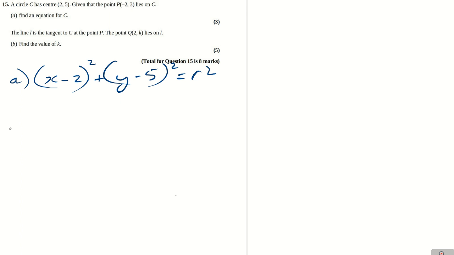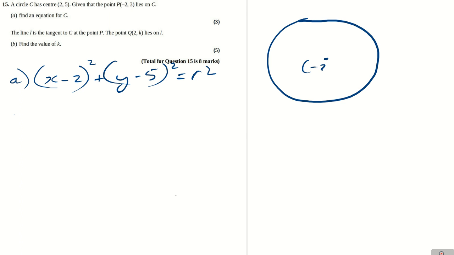Well, the distance between the centre and the point (−2, 3), if I do a little sketch. Sorry, (2, 5) is the centre, and (−2, 3) is the point P.